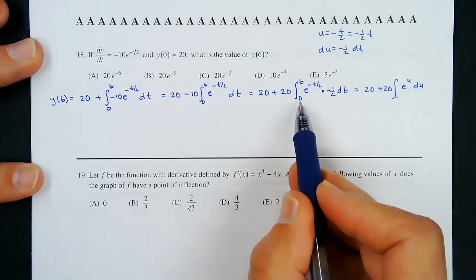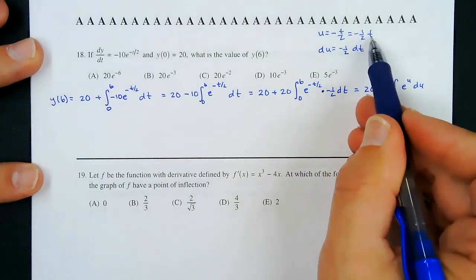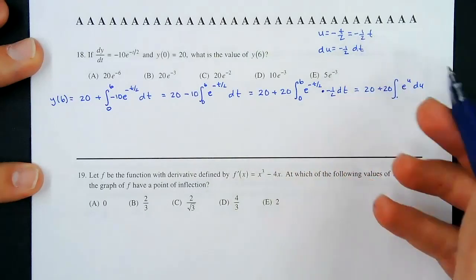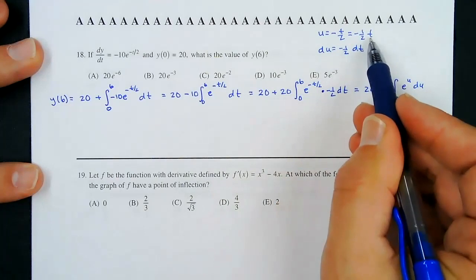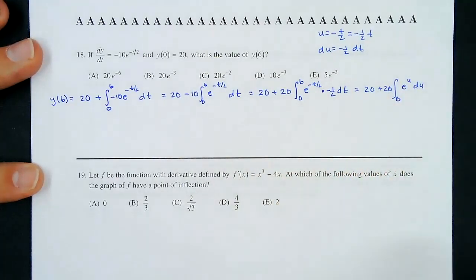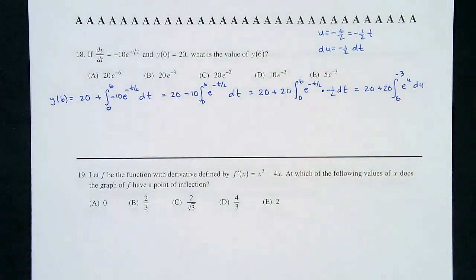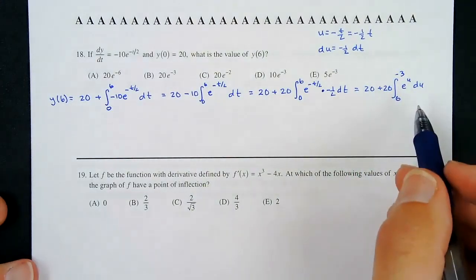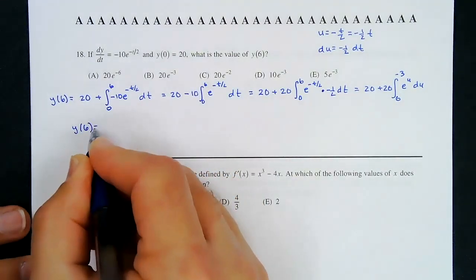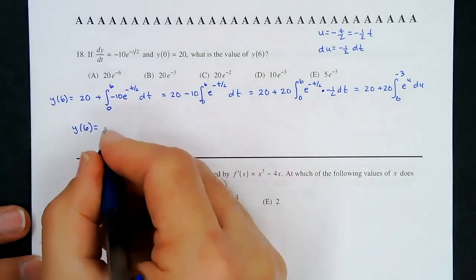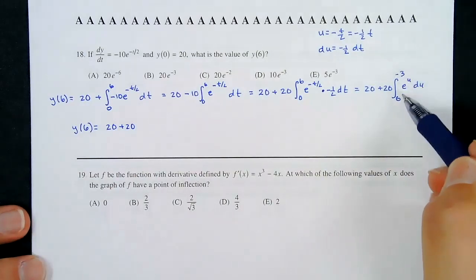And so now what I'm going to do is switch the zeros to u values. So this is negative 1/2 times 0. That would just be 0. And 6 times negative 1/2 would be negative 3. And then this becomes y of 6 becomes 20 plus 20. And I'm not going to switch the order here.